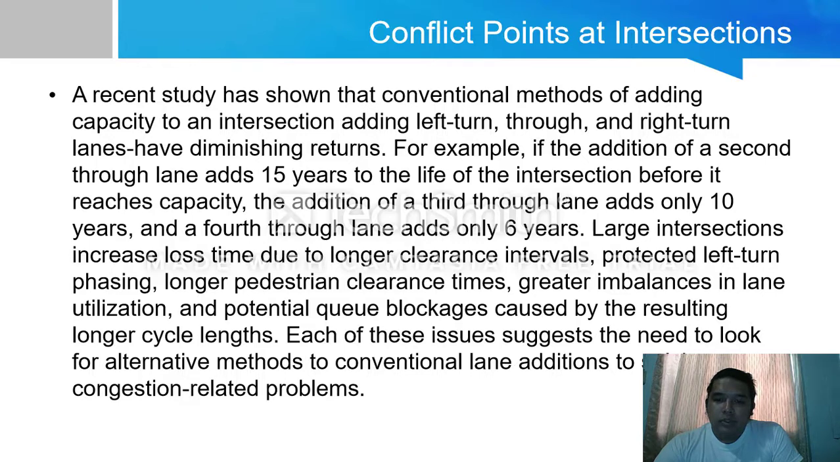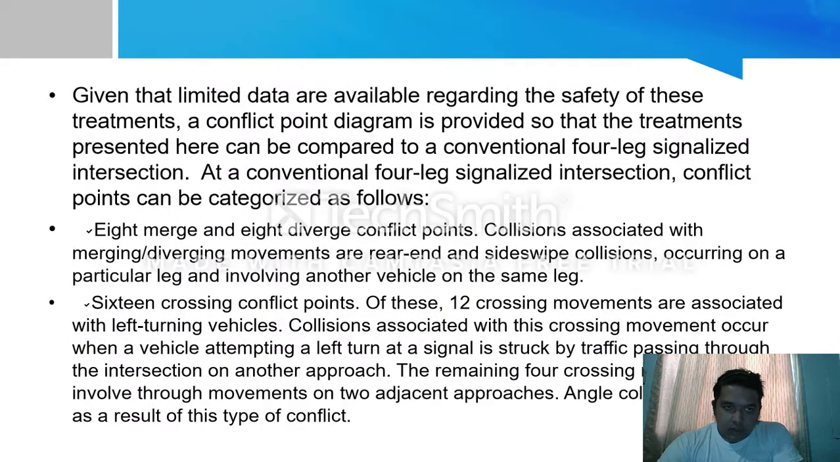Each of these issues suggests the need to look for alternative methods to conventional lane additions to solve congestion-related problems. Given that limited data are available regarding the safety of these treatments, a conflict point diagram is provided so that the treatments presented here can be compared to a conventional four-legged signalized intersection. At a conventional four-legged signalized intersection, conflict points can be categorized as follows.